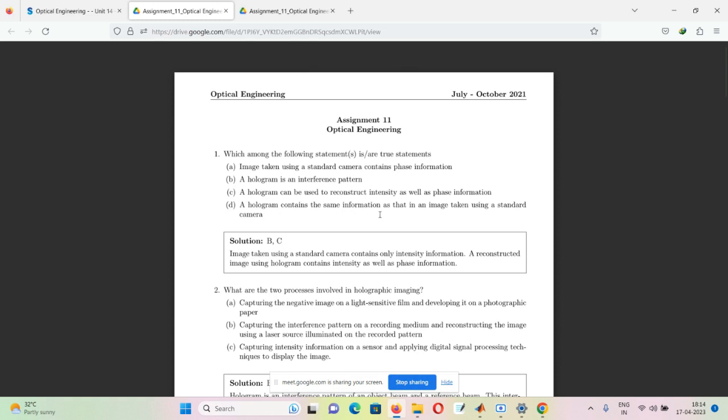A hologram contains the same information as that in the image taken using a standard camera. That's not correct. The hologram does not contain the information as a camera does, because the camera image contains intensity information. A hologram is an interference pattern, and from it you can reconstruct and get the amplitude as well as the phase information. It is not a 1:1 image of intensity information like a camera. So the appropriate answers are B and C.